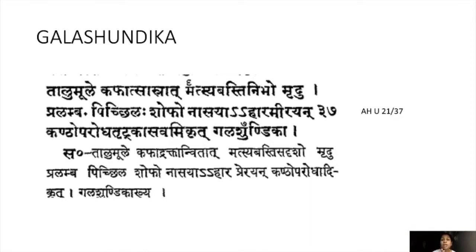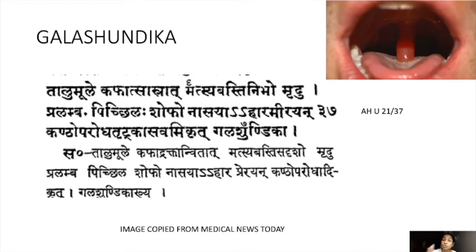Nasayam aharam irayan. What he has eaten starts coming out through the nose. Kanda uparodha. There will be obstruction in the throat region, and thirst will be there. Kasa vamikrit, cough will be there, and vomiting will be there. And that disease is known as Galashundika. This is happening in Talu Moolam, the end of the Talu.